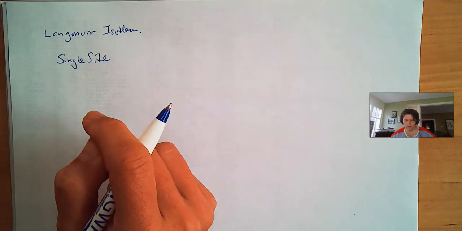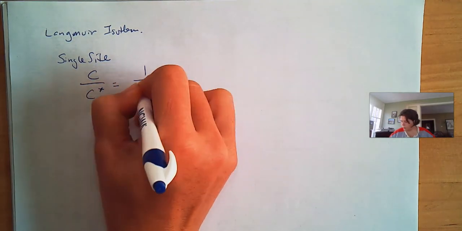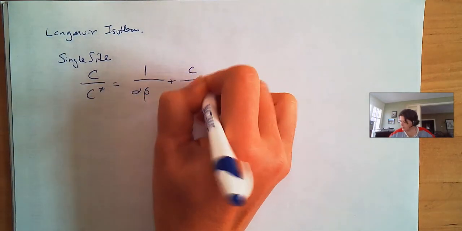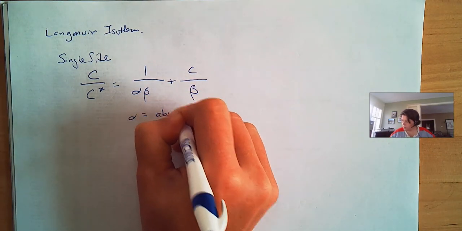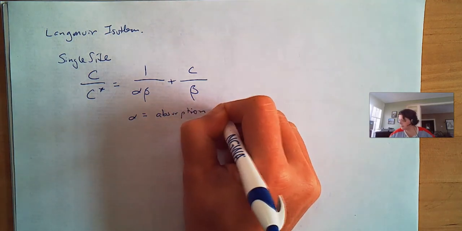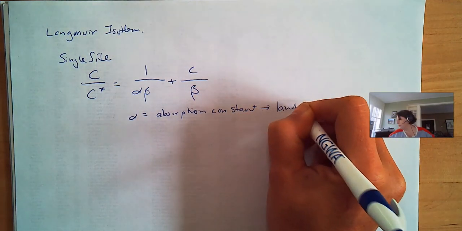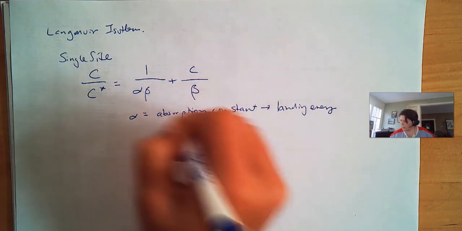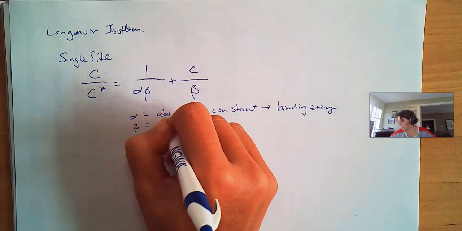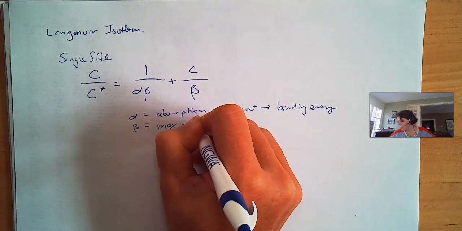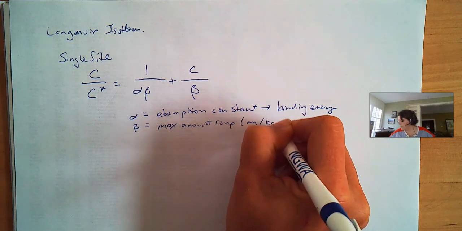with the upper limit absorption, that's C over C star equals 1 over alpha beta plus C over beta, where alpha equals the absorption constant. So this is the binding energy. And beta equals the maximum amount of solute which can be absorbed. So this is the max amount absorbed, in milligrams per kilogram.